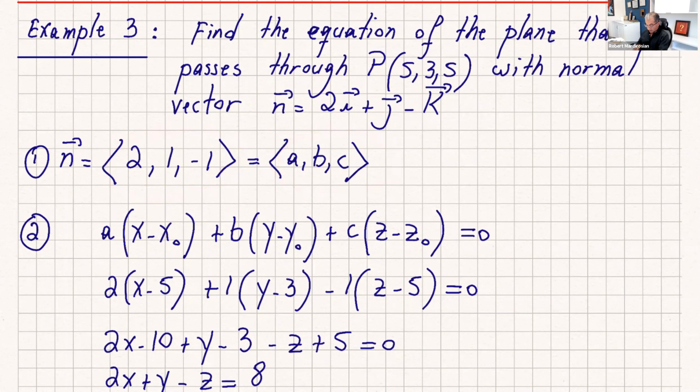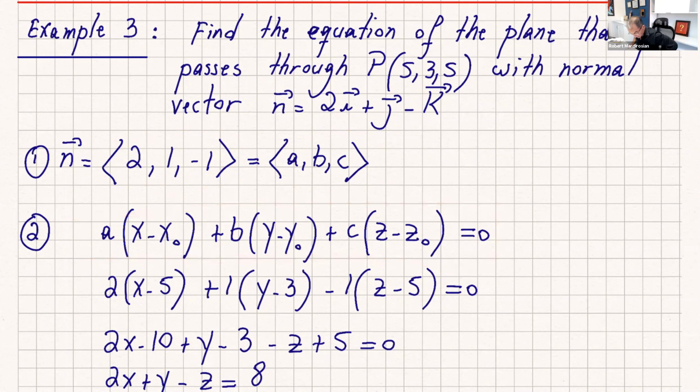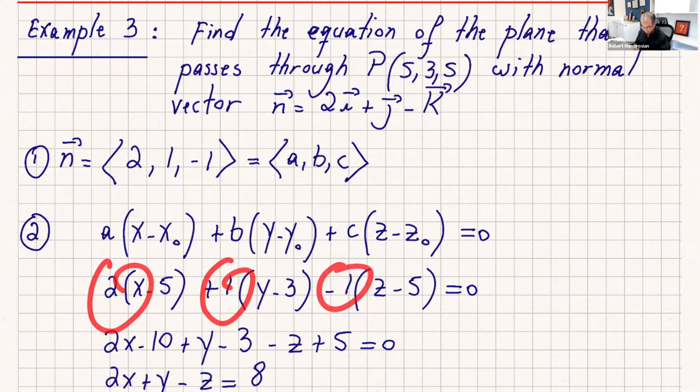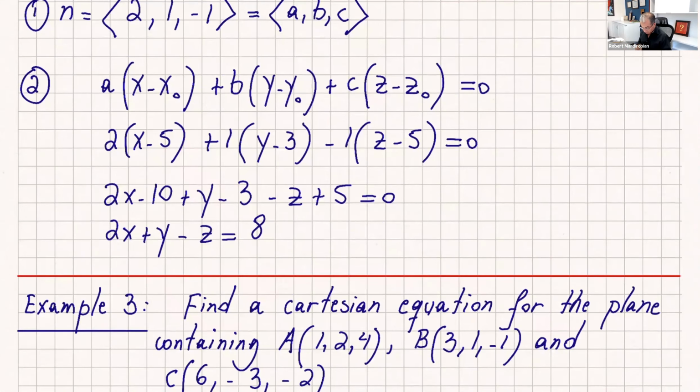And again, always you use the same equation: a times x minus x0, b times y minus y0, and c times z minus z0. You just substitute. We have 2, 1, and negative 1. These are the components of n, and we have the coordinates of this point: negative 5, negative 3, and negative 5, because it's minus. And you see, if you simplify this, you get 2x plus y minus z equals 8.